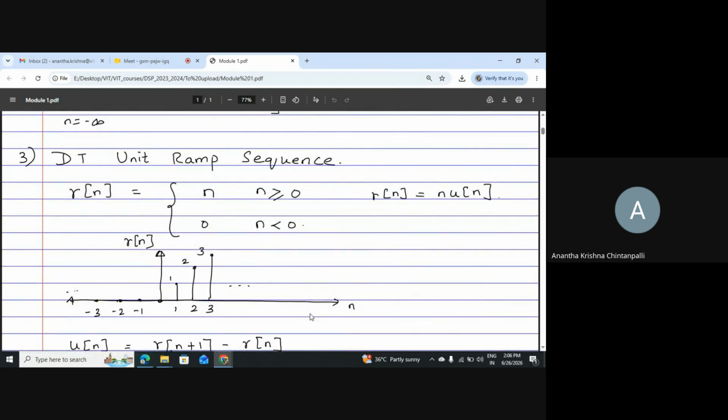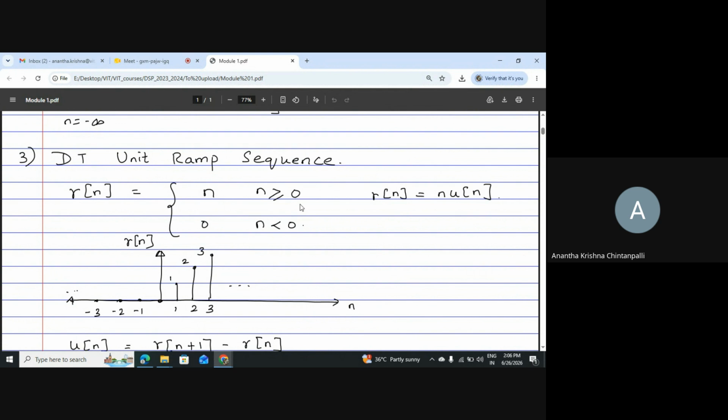Then the third signal is the discrete time unit ramp sequence, which is represented by r of n equal to n when n is greater than or equal to 0, and 0 for n less than 0. So r of n, for n less than 0, the value is 0. For n greater than or equal to 0, as you can see, it's going to ramp up. At n equal to 0, the value is 0. At 1, the value is 1. At 2, the value is 2. At 3, the value is 3. So on, and for infinity, the value is going to be infinity.